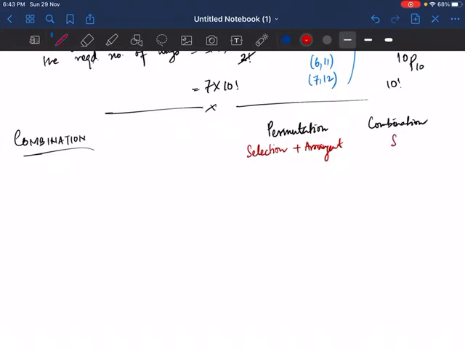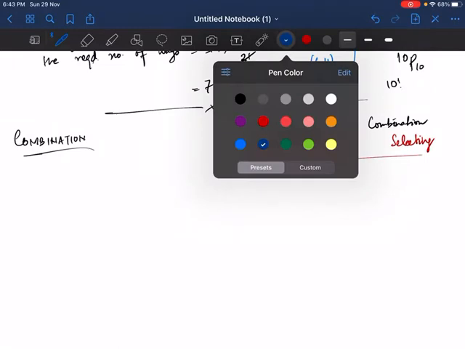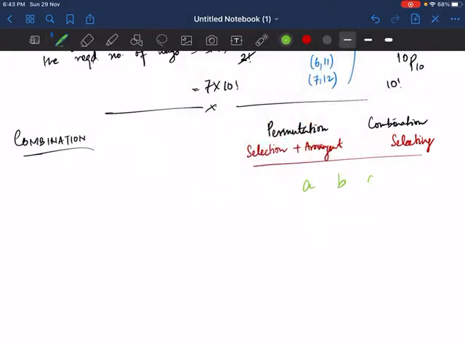Combination is nothing but selecting. It is just selecting. We don't have to arrange at all. Permutation is selection plus arrangement, and combination is selecting. So suppose, let me show you an example. Suppose we have 3 objects A, B, C, and from these 3 objects we have to find the permutation of these 3 objects taken 2 at a time. So basically I am telling you to find 3P2.